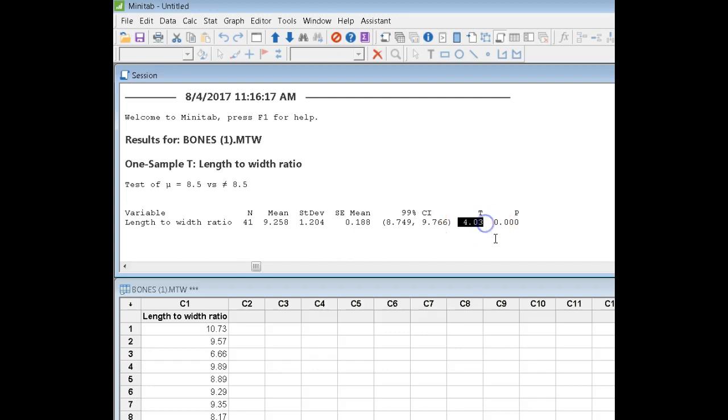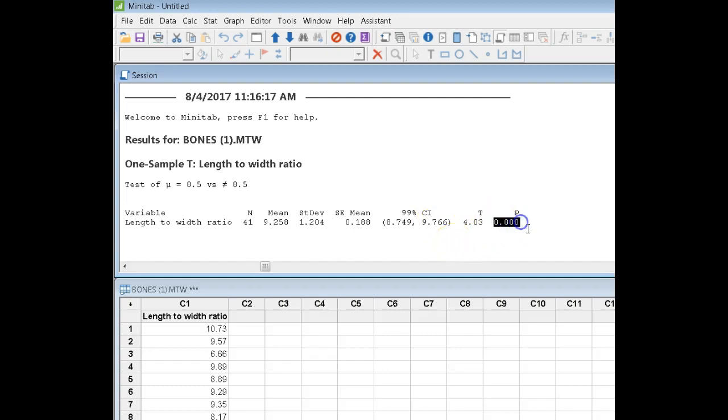There's our test statistic, which corresponds to what we calculated in the notes, and here's our 99% confidence interval. So if I round that off, it's 8.75 to 9.77, which is what's in your notes.